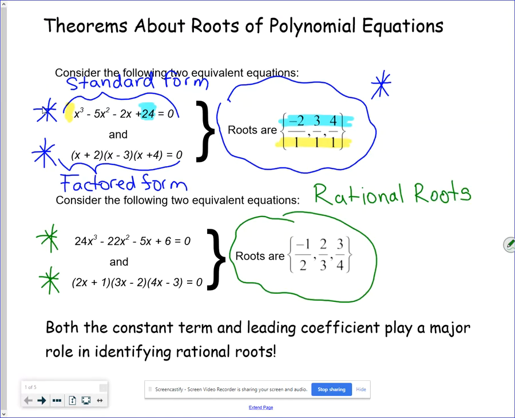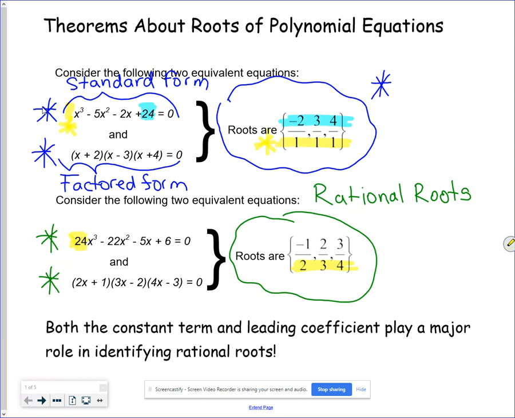All right, so let's look for that pattern here. Let's look at the denominators. What do we have for the denominators? We got 2, 3, and 4. Well, 2, 3, and 4 are factors of 24, which is my leading coefficient. Just like in the first example, we had all 1s here. And those are factors of my leading coefficient, which was a 1.